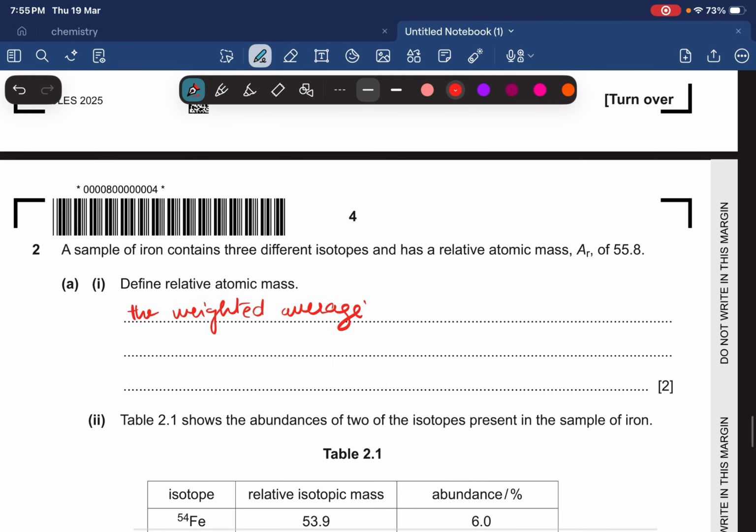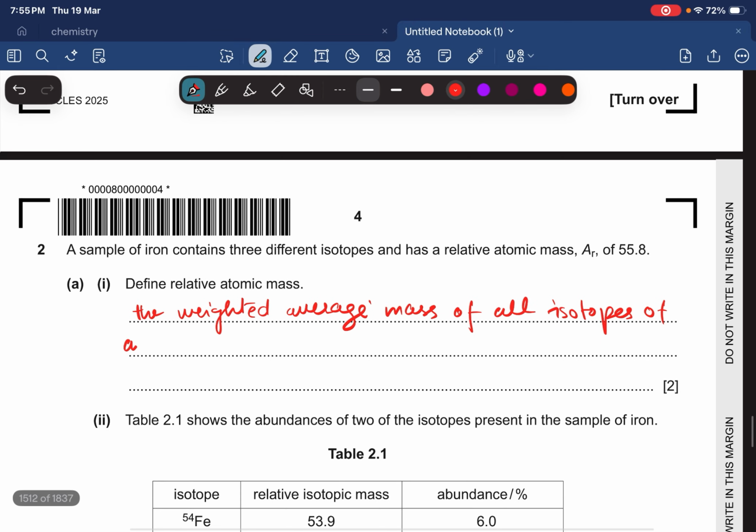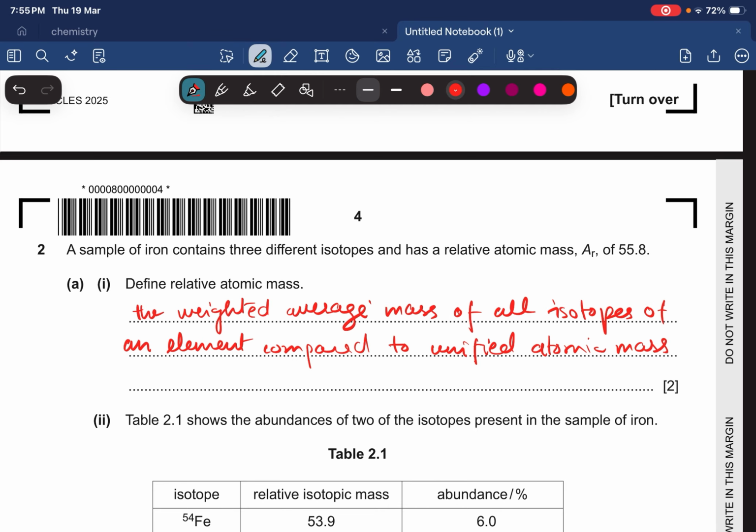The weighted average mass of all isotopes of an element compared to unified atomic mass. Or you can say compared to 1/12 of a mass of a carbon-12 atom. What is unified atomic mass? It is the mass of 1/12 of carbon-12.